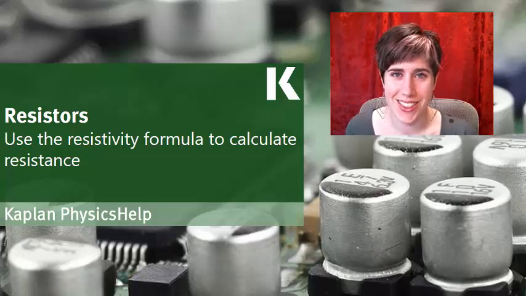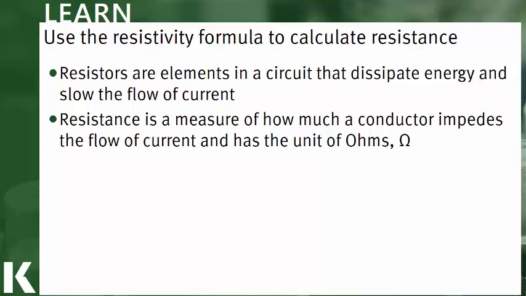In this video, we'll look at how to use the resistivity formula to calculate the resistance. Resistors are components of circuits that dissipate energy and also slow the flow of current. And we measure the resistance of a resistor based on how much it impedes the flow of the current. The unit for resistance is the ohm.